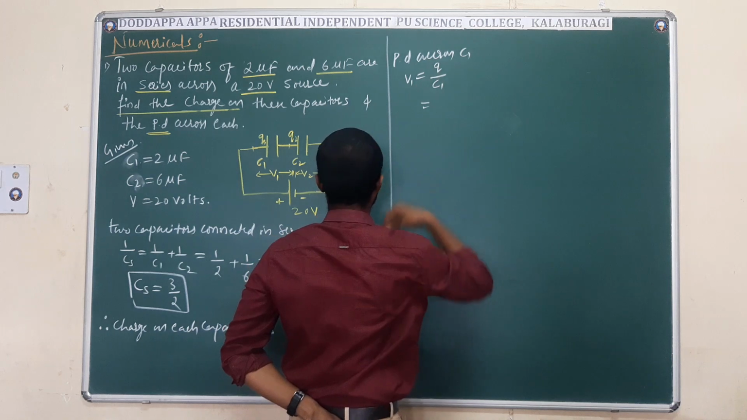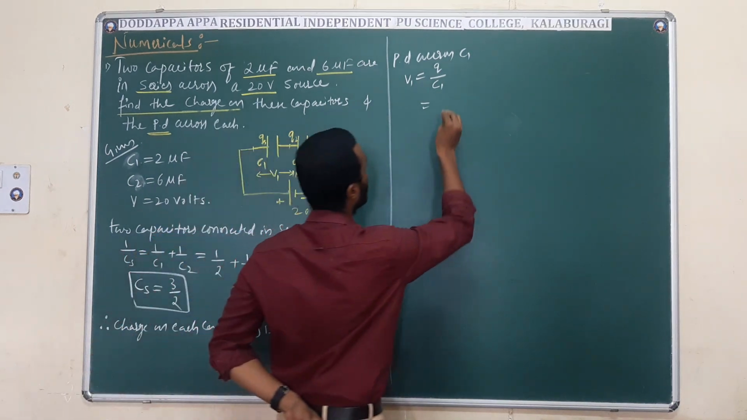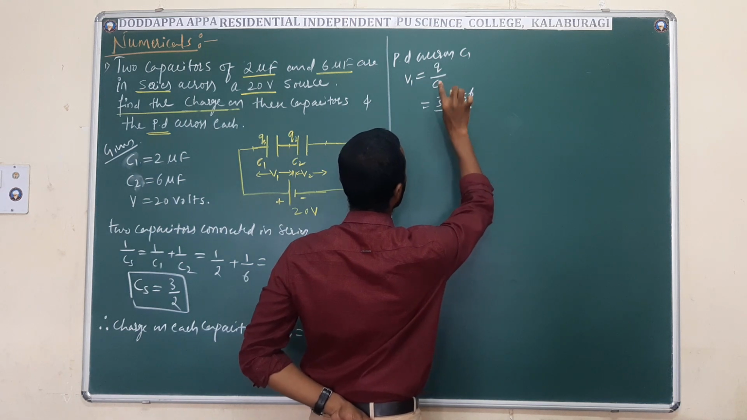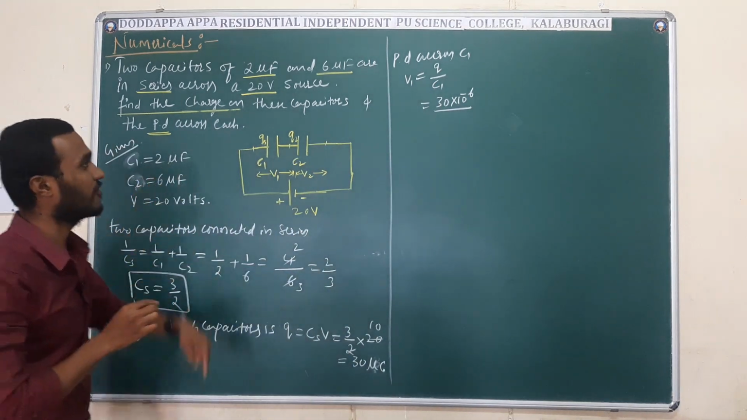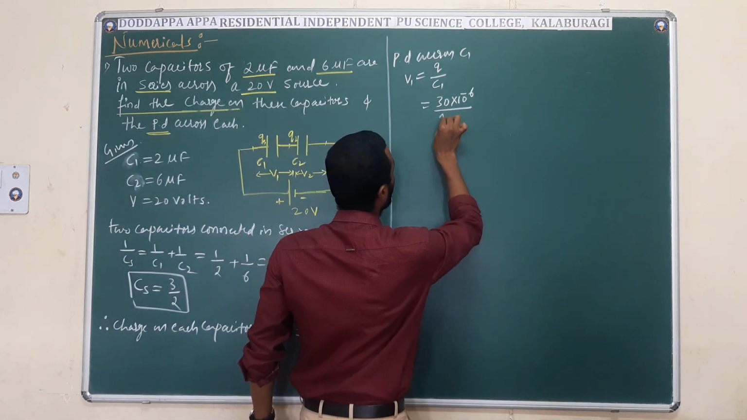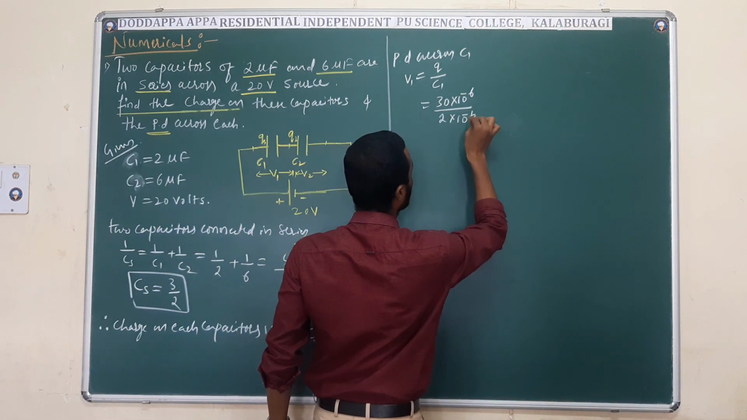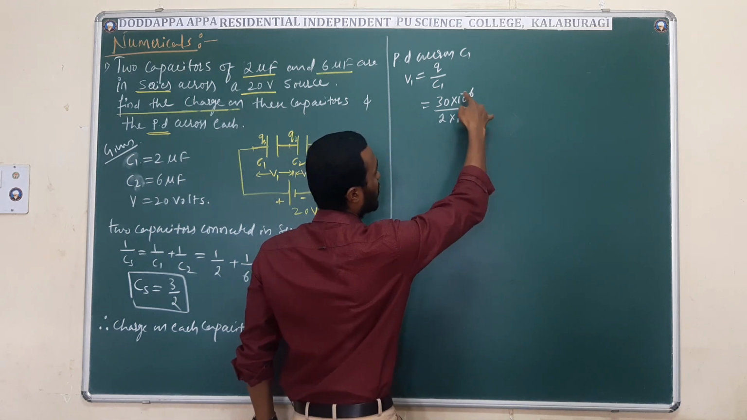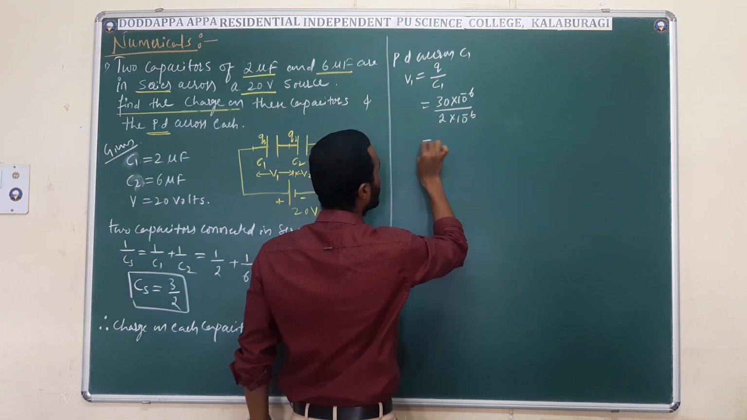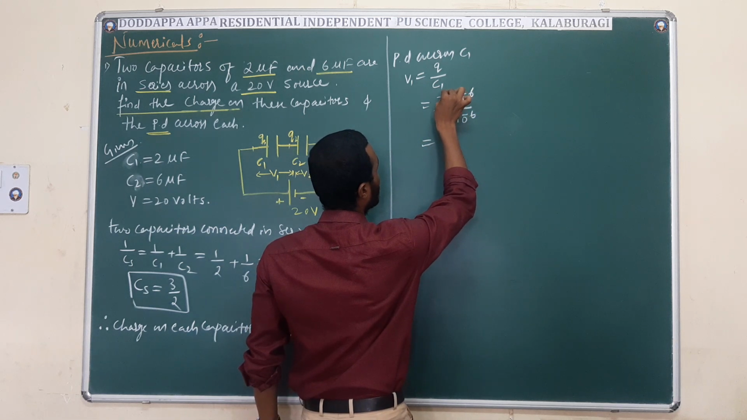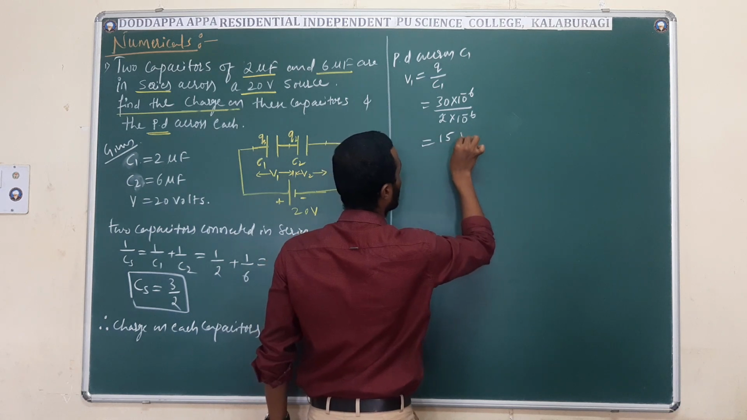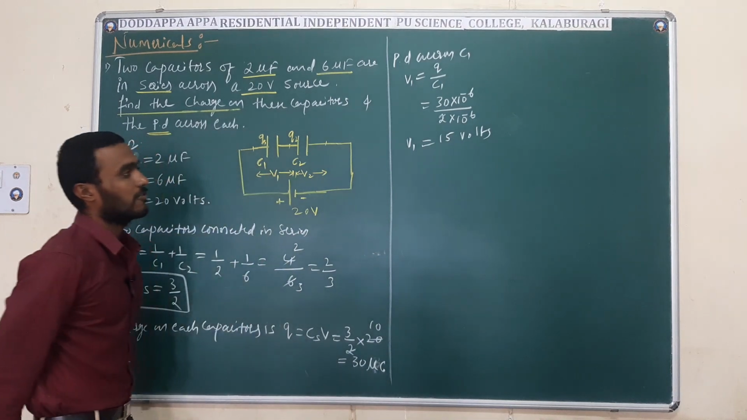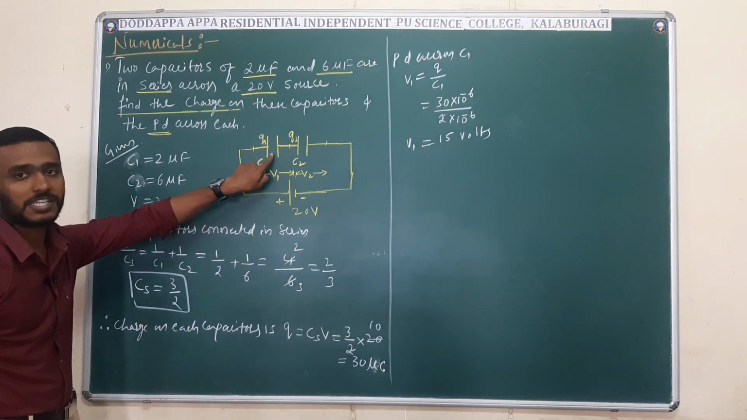Okay, the Q value we have here is 30 microcoulomb. So 30 into 10 to the power minus 6, divided by the C1 value, 2 microfarad, 2 into 10 to the power minus 6. However, these two get cancelled, 10 to the power minus 6 in the numerator and denominator. So 30 divided by 2, your answer is 15 volts. This is the V1 value, the potential across the first capacitor.